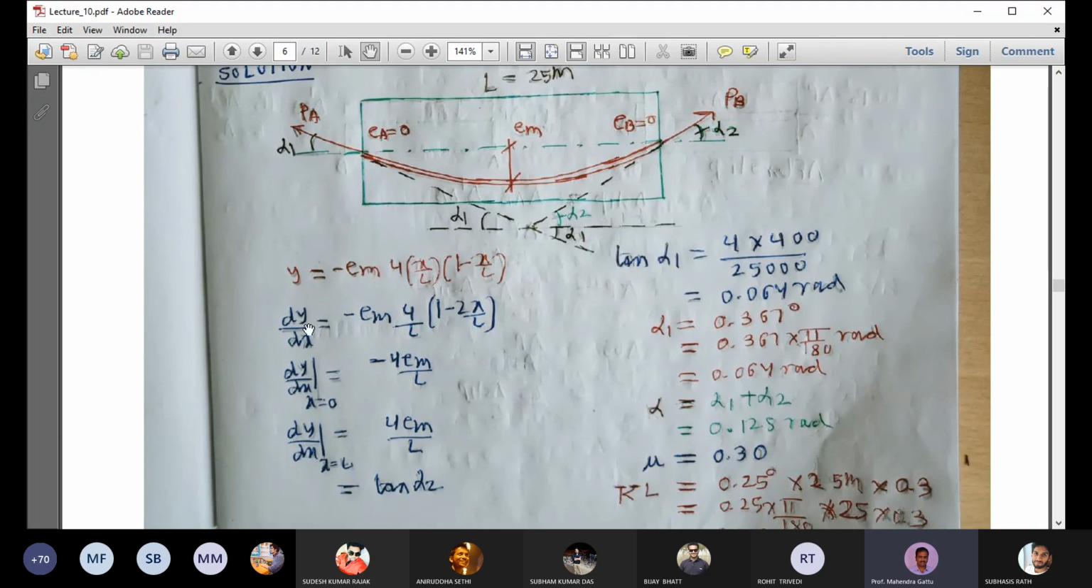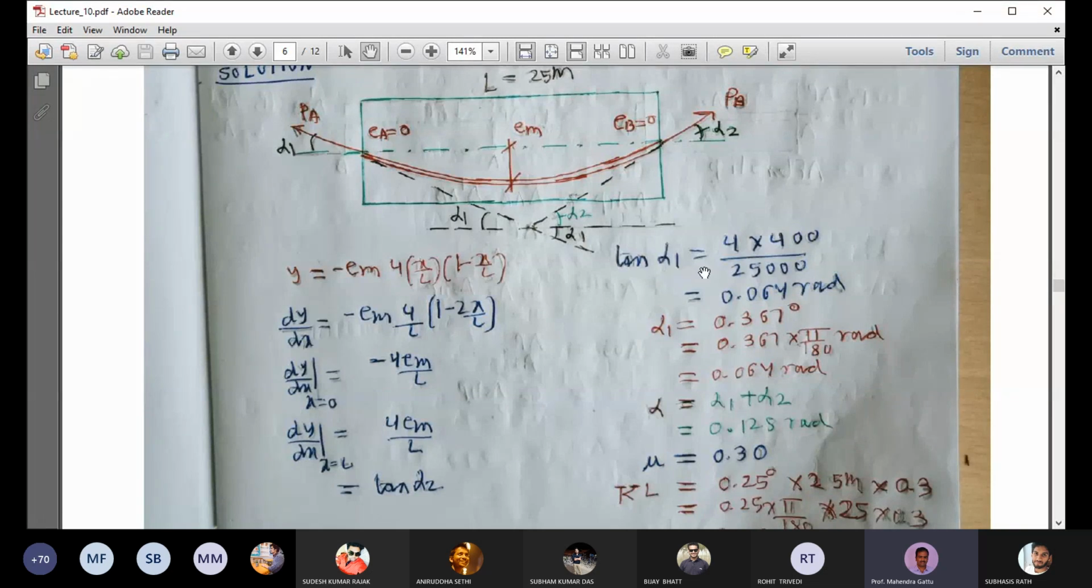So we can differentiate this with respect to x. We get minus em 4 by l into 1 minus 2x by l. Differentiating x gives 1, and x square gives 2x. At x equal to 0, it is minus 4 em by l, and at x equal to l, it will become plus 4 em by l, which is also tan alpha 2.